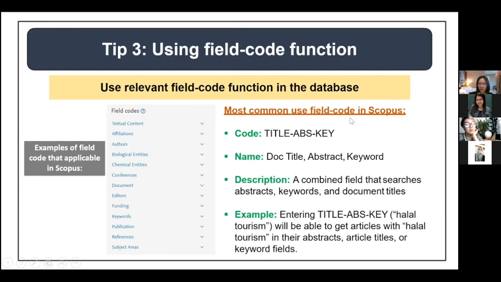So what are the most commonly used field codes? The most common one in Scopus is this one: title, abstract, and also keywords. When you use this field code, you will get all the articles with the keywords appearing in the title, in the abstract, and also the keywords. So when entering the field code, you will be able to get all the articles with the words halal tourism in the article title, abstract, and also keywords. Why do we need to include the field code? Without using the field code, we will get articles with the keywords that appear in any section.